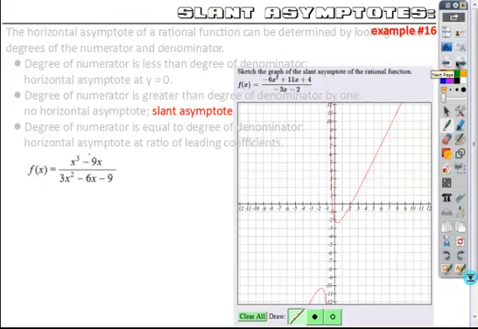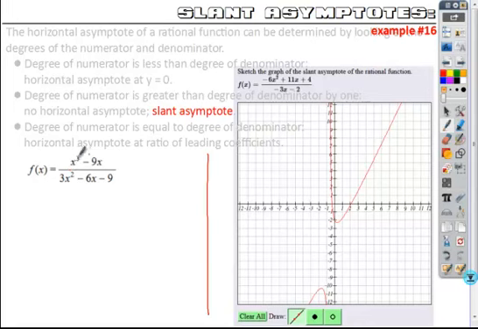And if that's the case, you're going to have a slant asymptote. The slant asymptote is going to be found by just taking long division of your original function. If you do the long division of that, you will get your resulting equation. And it's just going to be the first two terms of that long division. So it's everything, the quotient, not the remainder part of it.